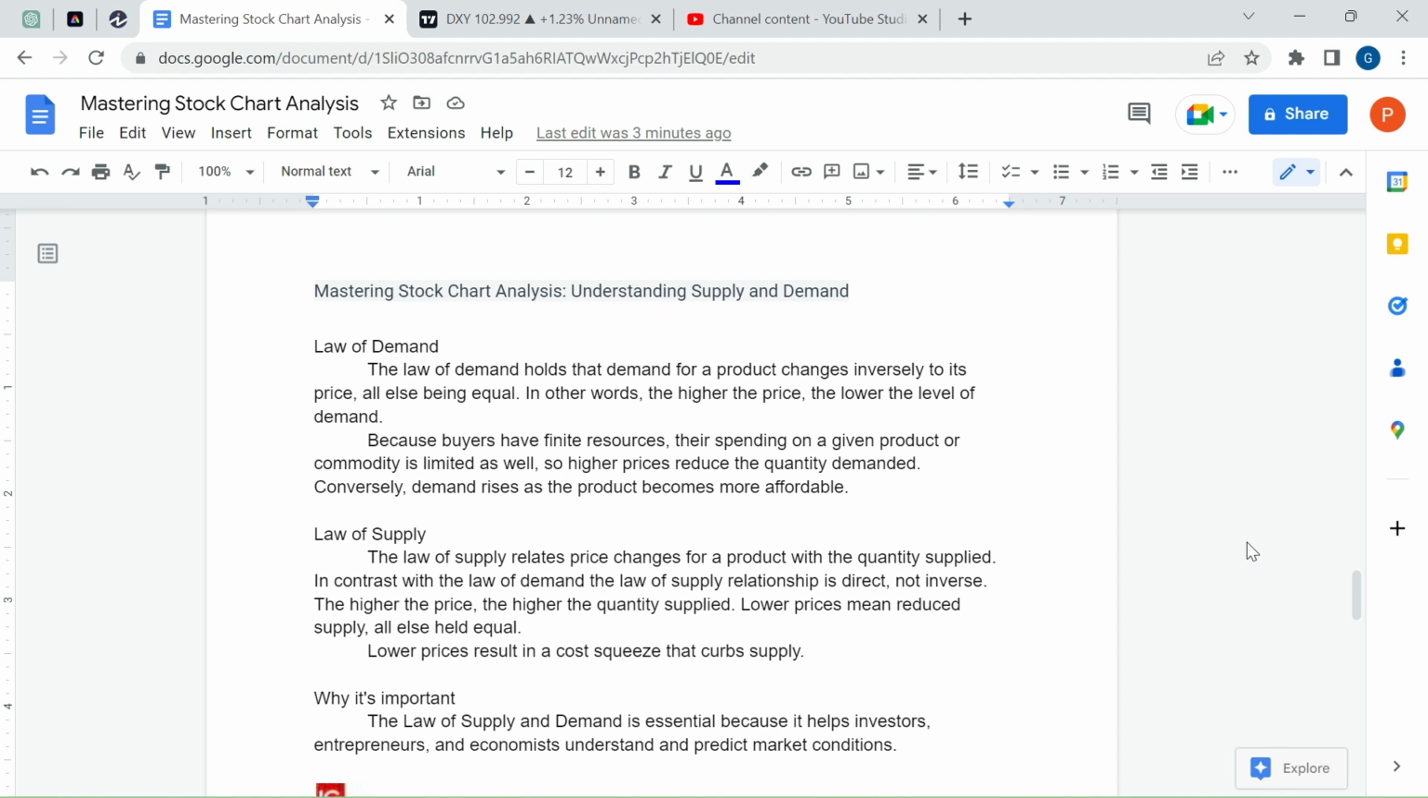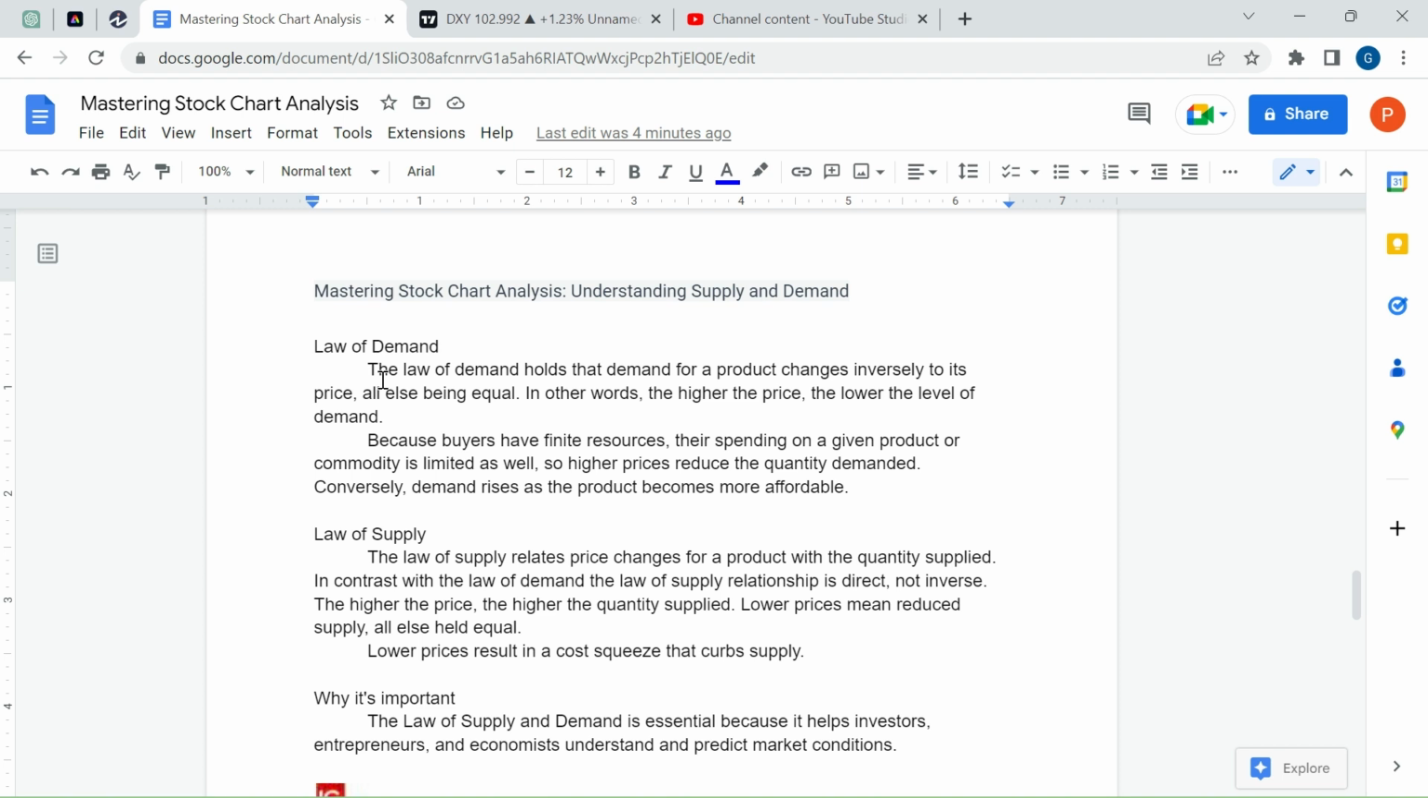Today, we're going to be going over some basics of understanding supply and demand and how we can use it to make money while trading. So, first, as always, we're going to read over some things and then we're going to put it into perspective on an actual chart. So, first, we're going to learn what is the law of demand.